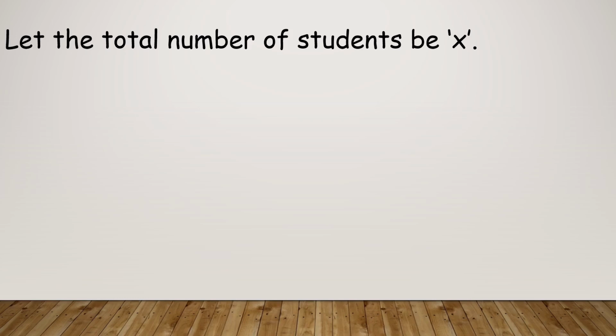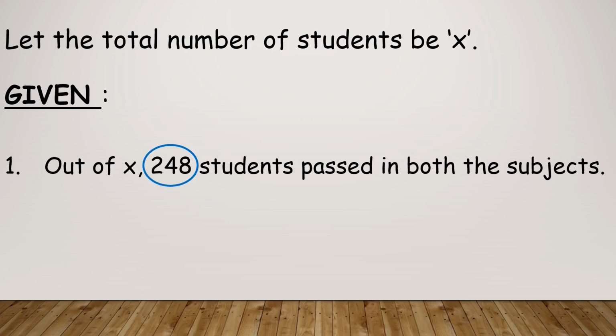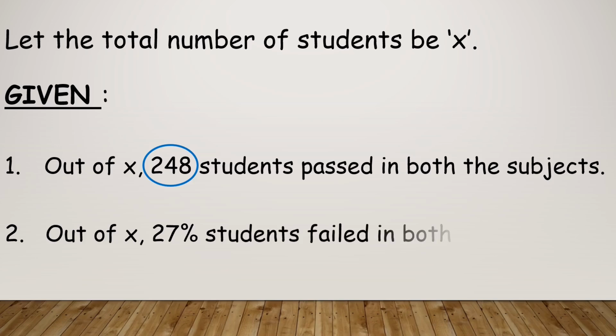First, we assume the total number of students to be X. Now, we are given the following four things. First, out of X, 248 students passed in both the subjects. This value is given as a number. Second, out of the total students, 27% failed in both the subjects. This value is given as a percent.